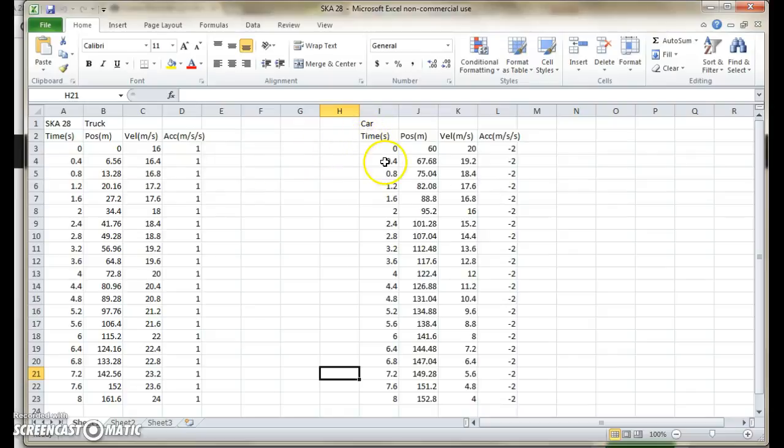And for the car, the initial time was also 0, the initial position was 60, the velocity was 20, and the acceleration was -2.